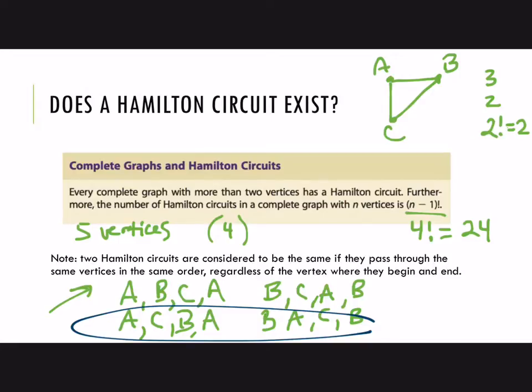So A to C, and then C to B, B to A. So we have a clockwise and a counterclockwise, or sometimes you'll have a forward and a backward, and those are your two circuits.